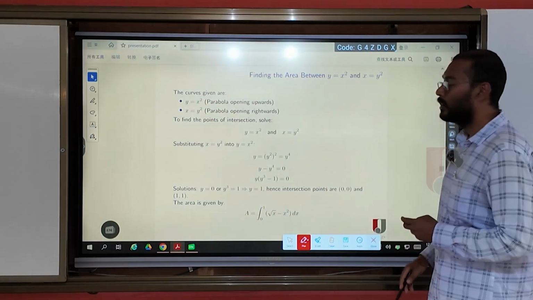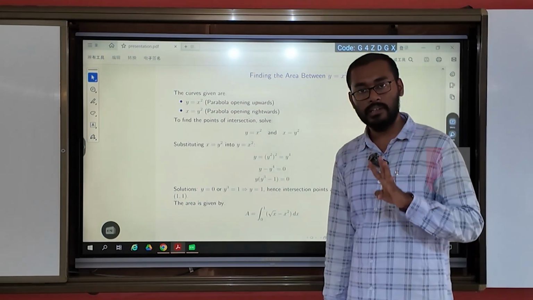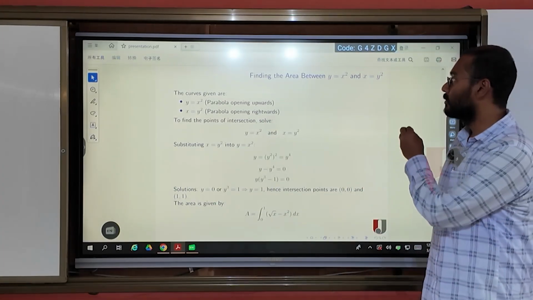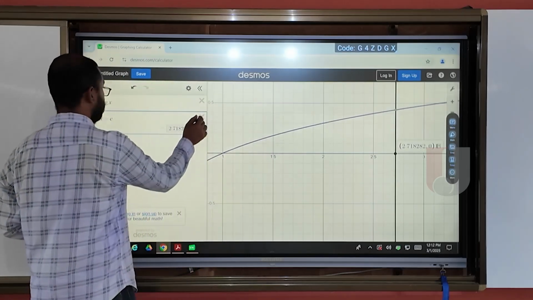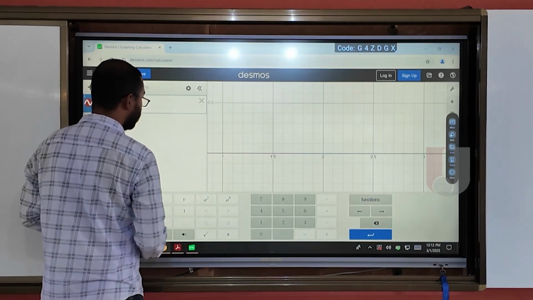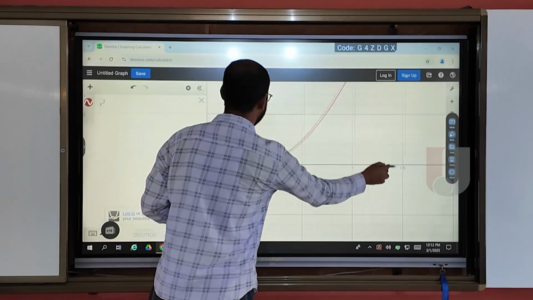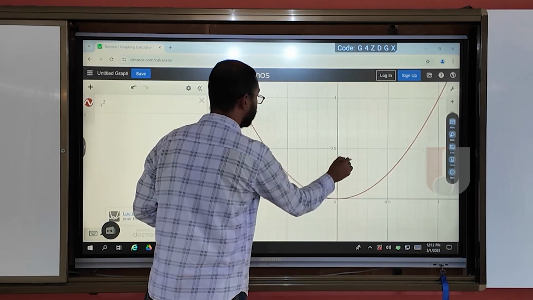So, same thing, first we have to understand the curve, after that we have to find out the intersection point, after that we have to compute the area enclosed by these two curves. Okay. So, we know the value of x square, that is the x square curve.